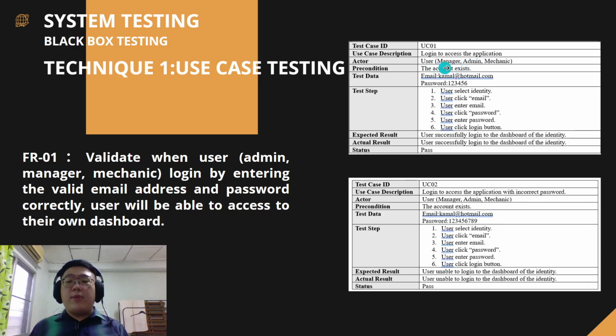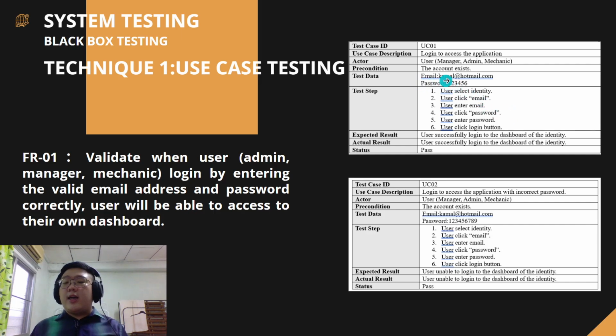The actors are manager, admin, and mechanic. The precondition of the case is that the account exists. For the test data, the email I would use is kamal@hotmail.com, and the password will be 123456. For the steps, the user will select the identity, which is manager, admin, or mechanic. Then the user will click the email field and enter the email. After that, they are asked to enter the password, and after entering the password, they will click the login button.